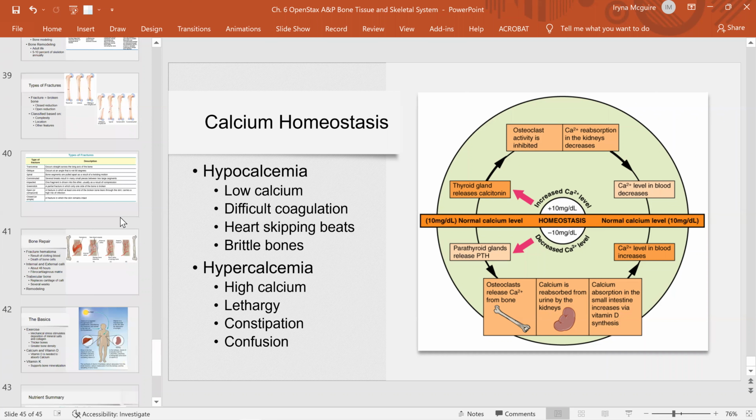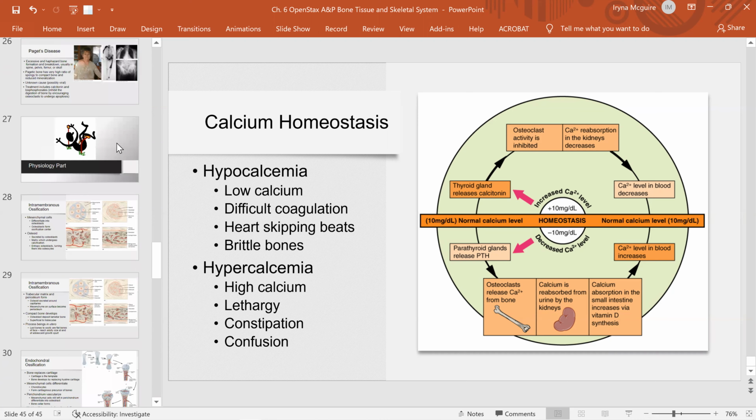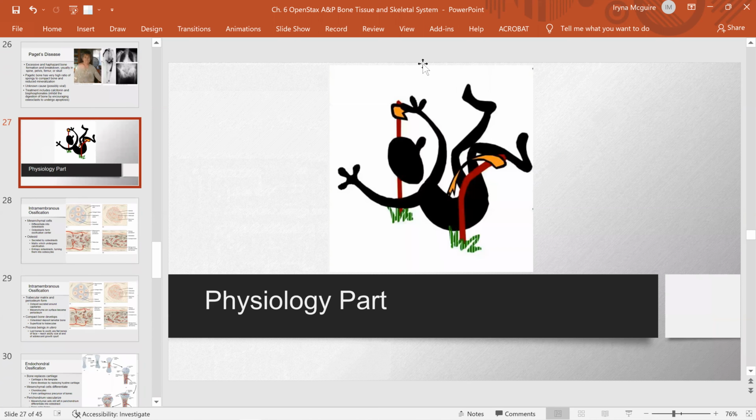So that's it for this lecture, right? We covered the physiology part of the osseous tissue.